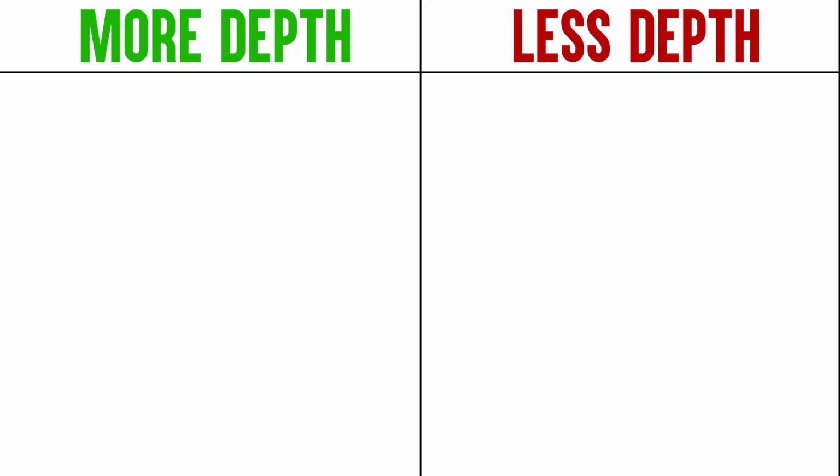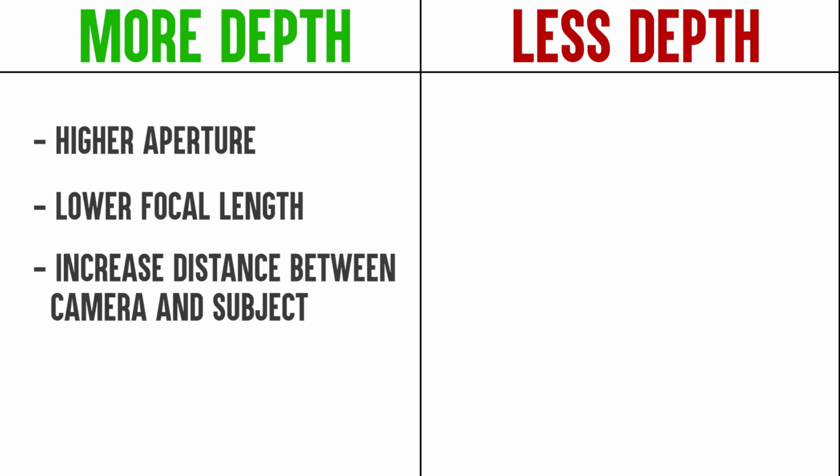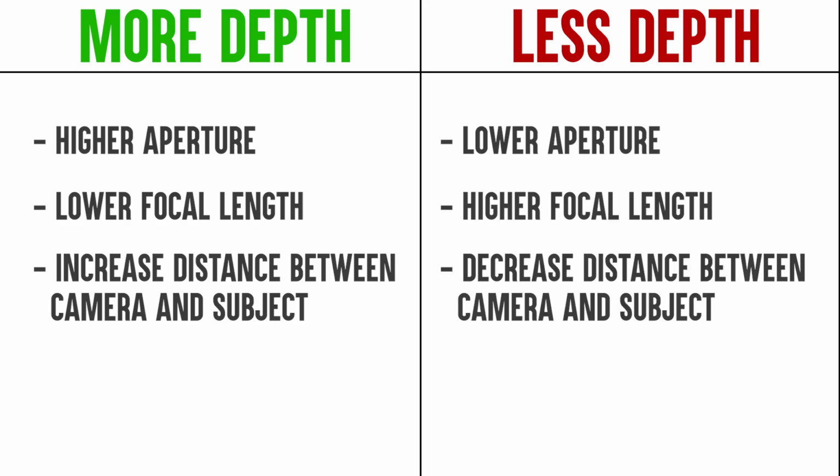For more depth of field, we choose a higher aperture, a lower focal length, or we increase the distance between the camera and the subject. And for less depth of field, it's the exact opposite. We can choose a lower aperture, a higher focal length, or we can decrease the distance between the camera and the subject.